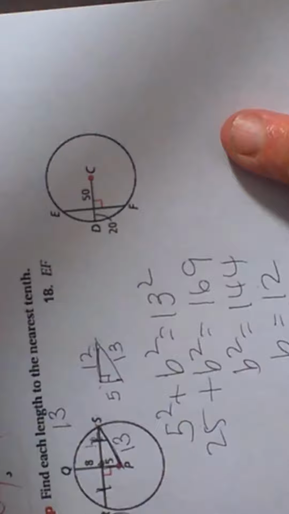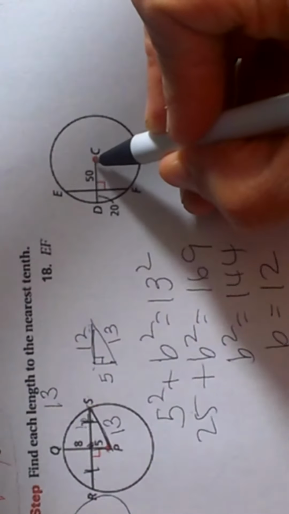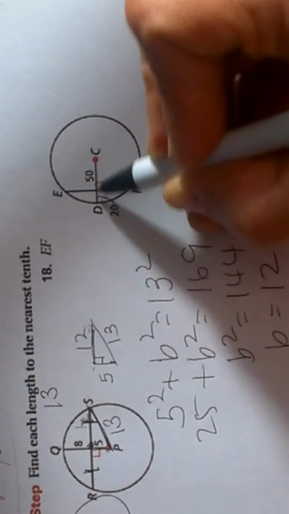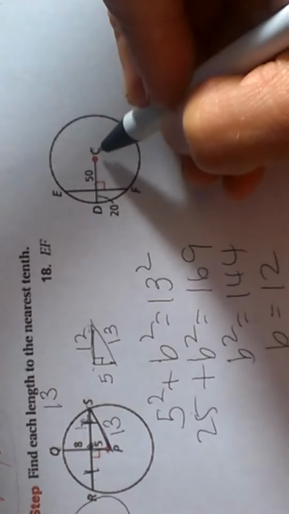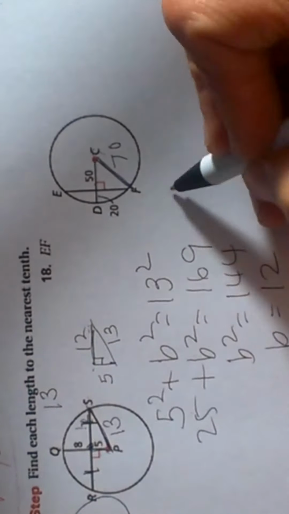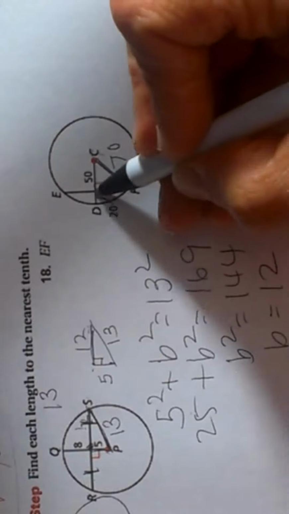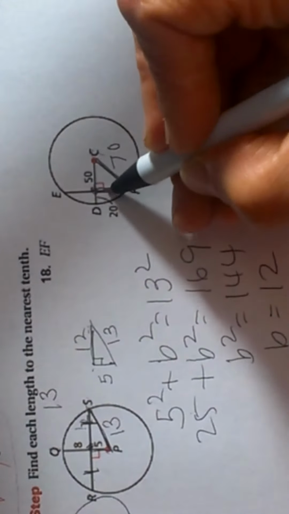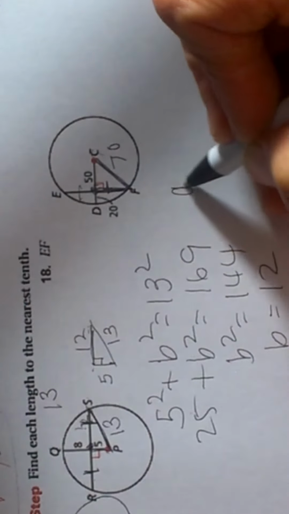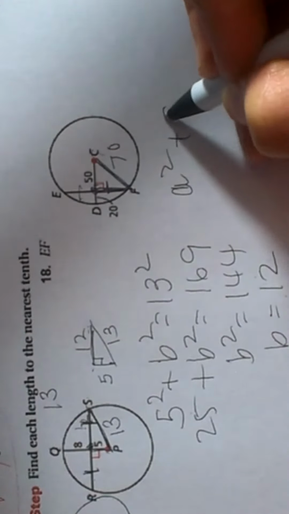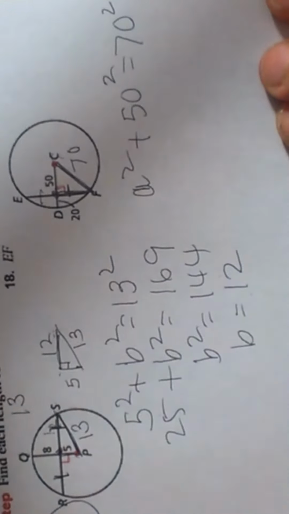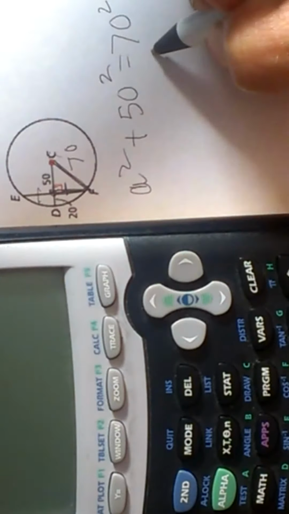Okay, so let's look at 18. Okay, you have from C to here is 50, from here to D is 20, so that means CD, the radius, is 70. So draw your radius here, and that's 70. Use the Pythagorean theorem to find this segment from this point here down, and this time I'll treat it as a squared plus 50 squared equals 70 squared. Pythagorean theorem again.